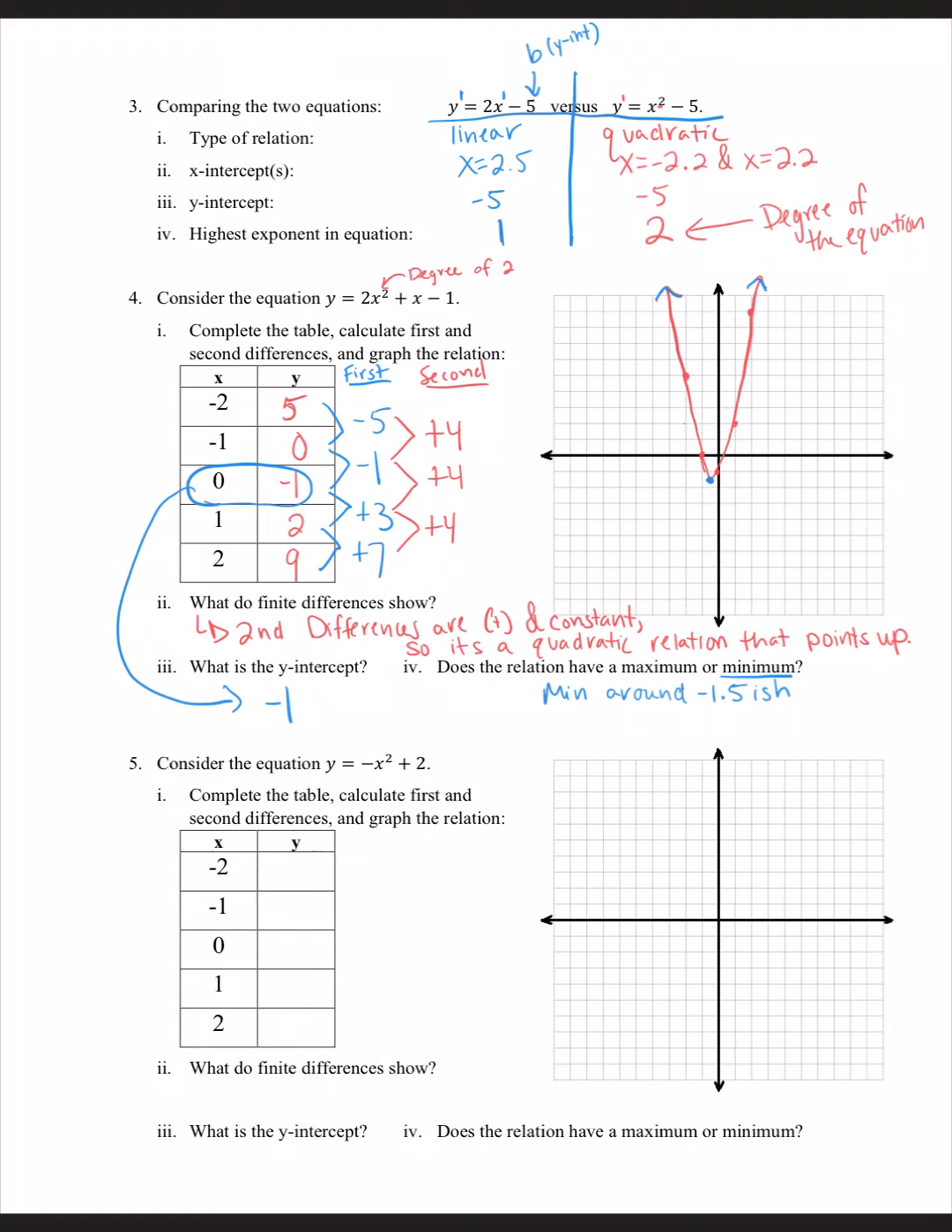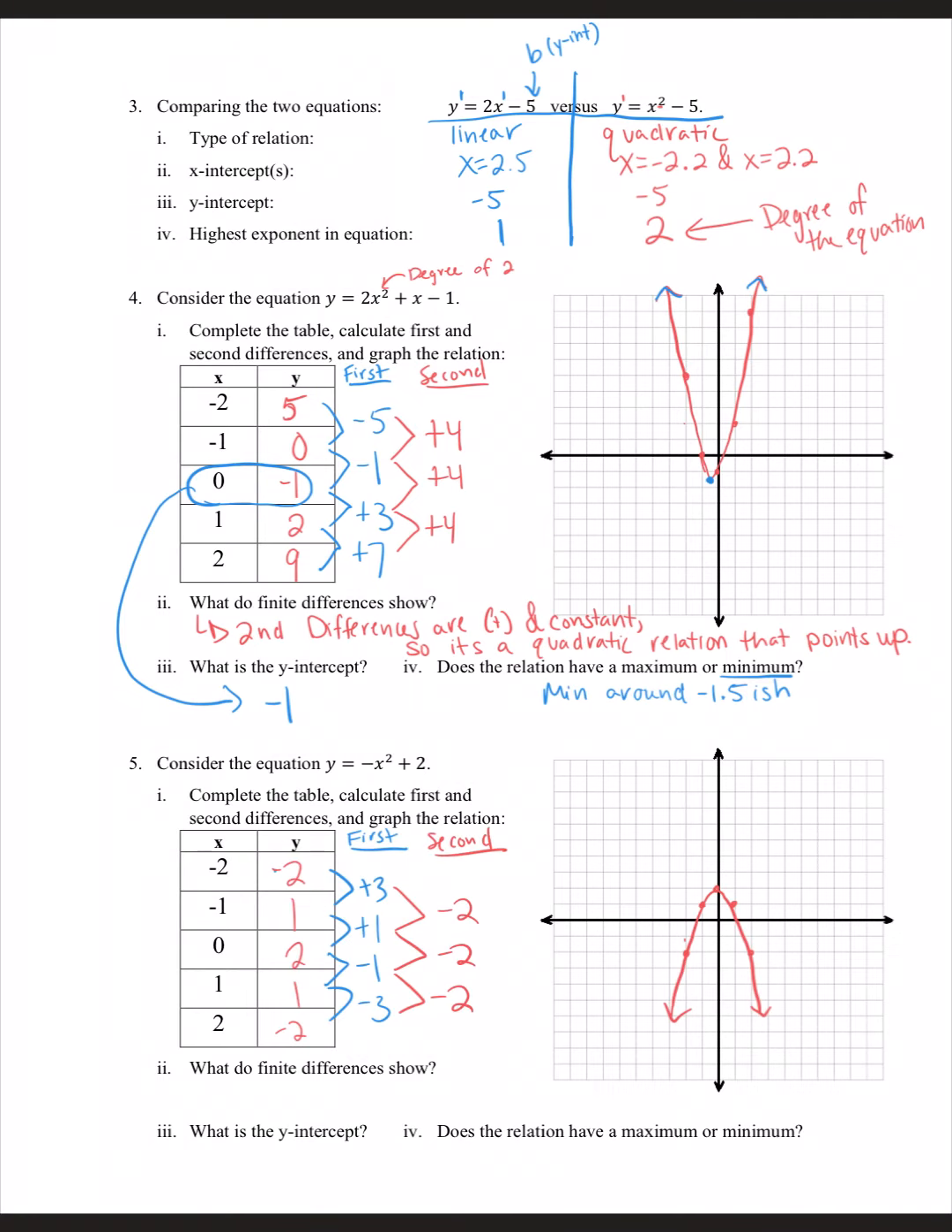Okay, let's take a look at one more table, just kind of continuing to look at a quadratic and how we can identify that it's a quadratic. Pause the video, fill out that table of values, and graph it. After you graph it, go ahead and calculate your first and second differences as well, and then we'll come back together to answer part 2, 3, and 4 of this equation.